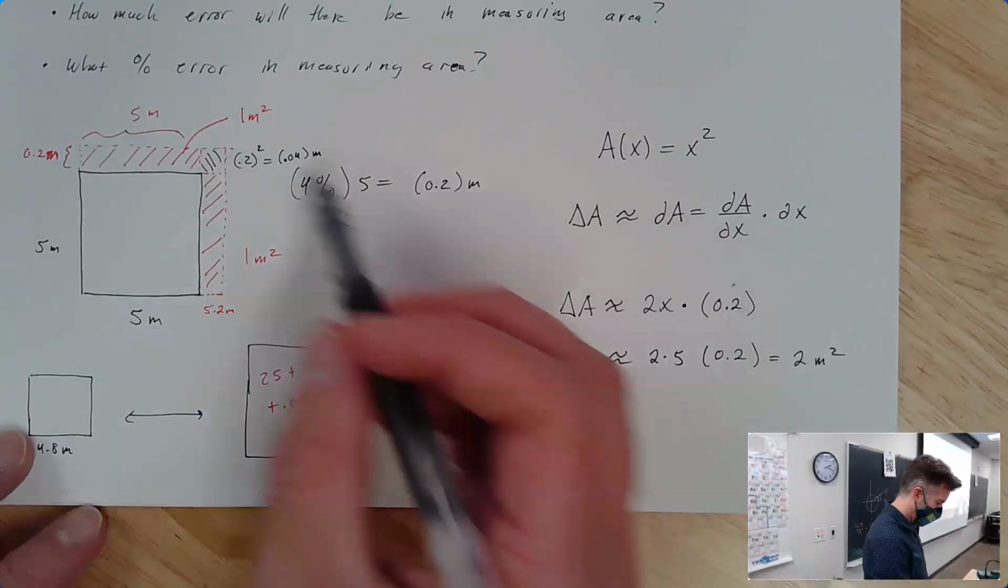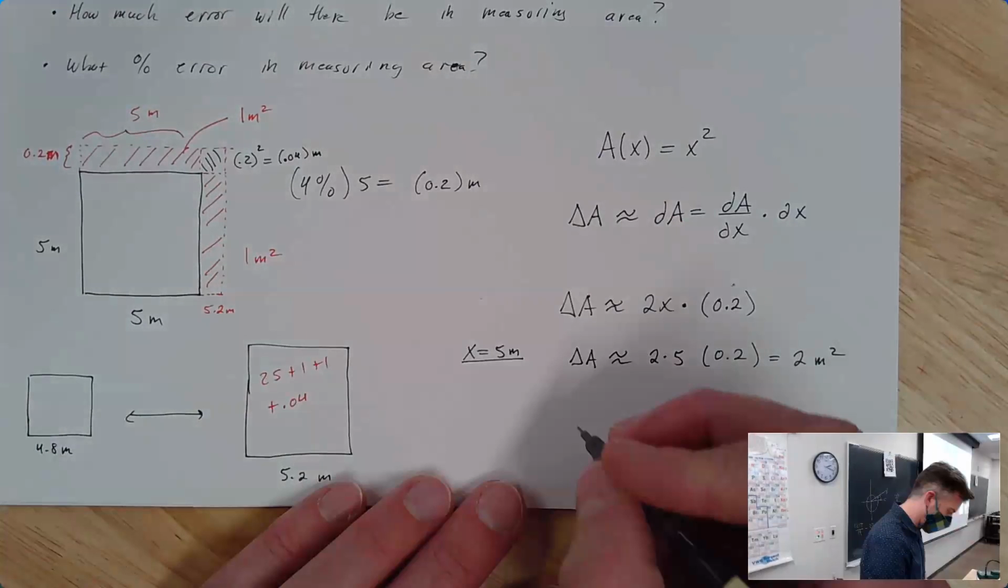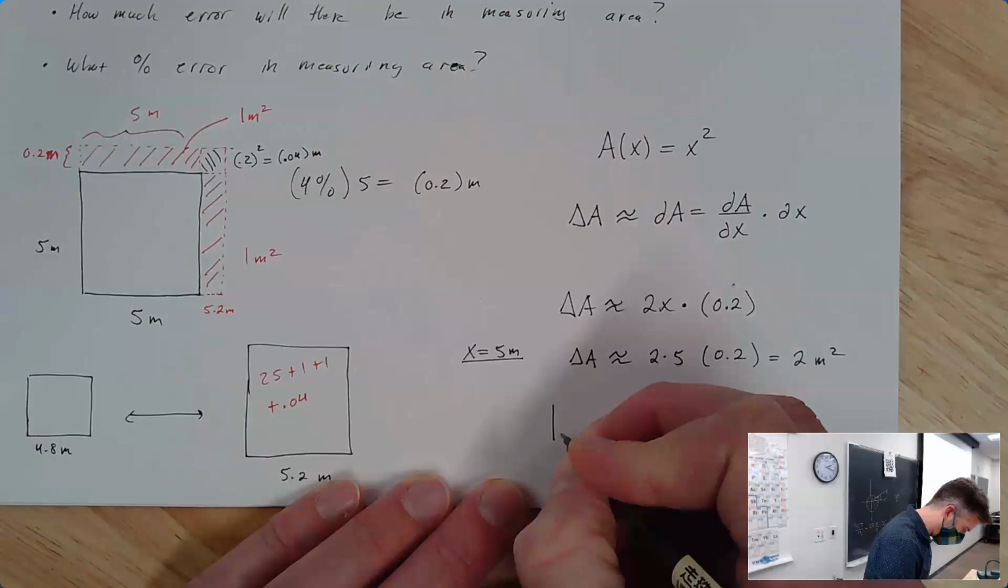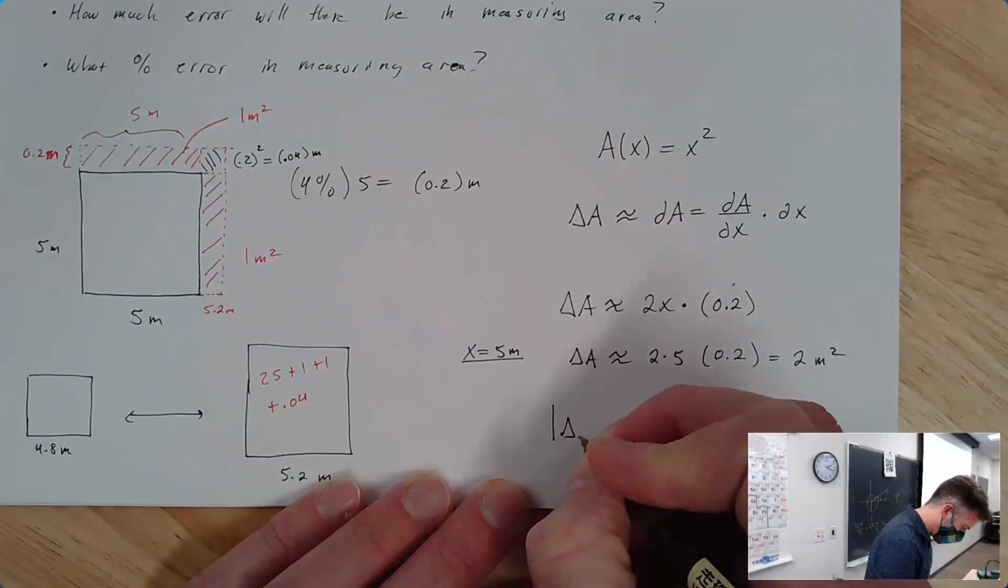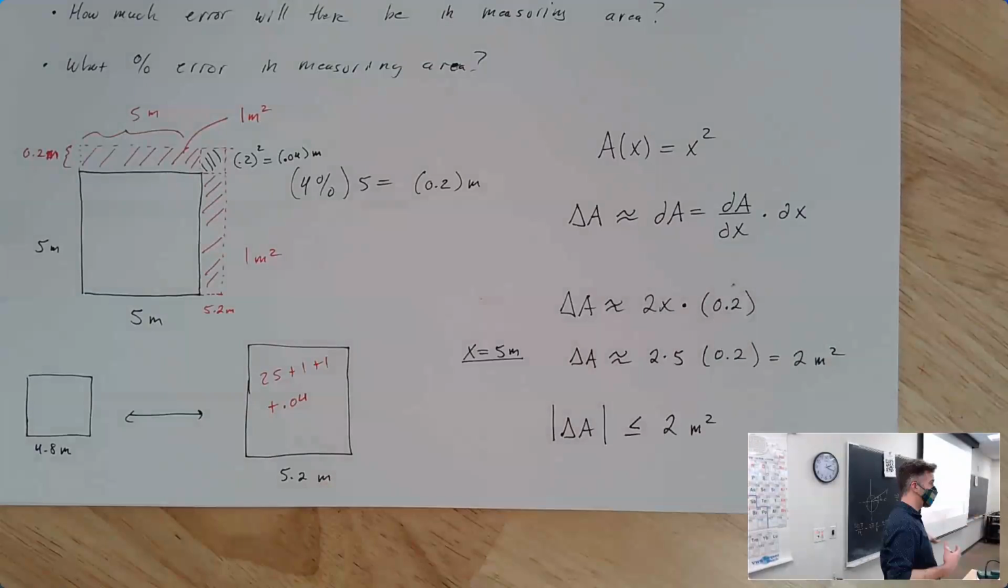Now, how much area will we be measuring here? I could be a little more specific, and I should probably say that the absolute value of the change in area is less than or equal to 2 square meters. Because maybe it got bigger, maybe it got smaller. So we typically use absolute values when we're talking about error propagation because we're not really sure if it's bigger or smaller.